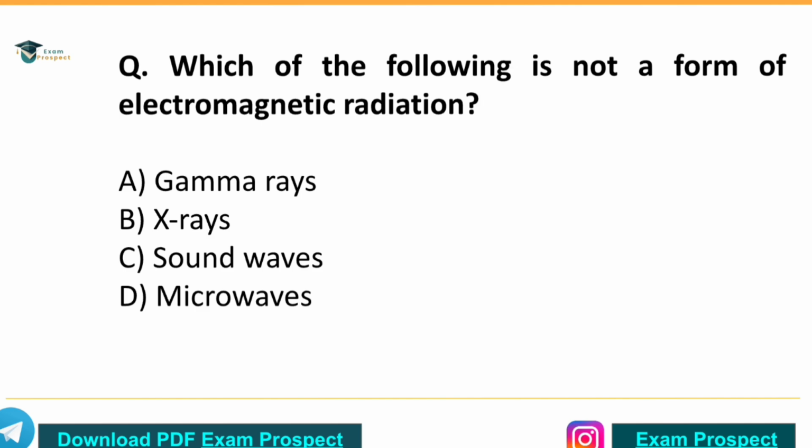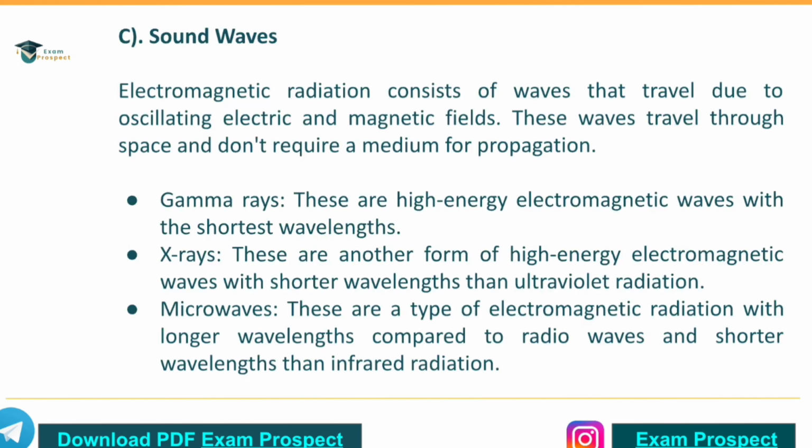Next question. Which of the following is not a form of electromagnetic radiation? The correct answer is option C, sound waves.